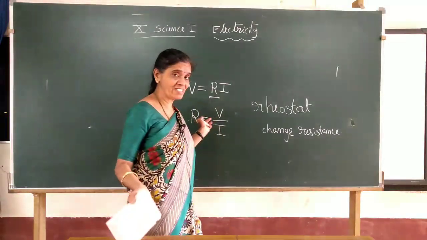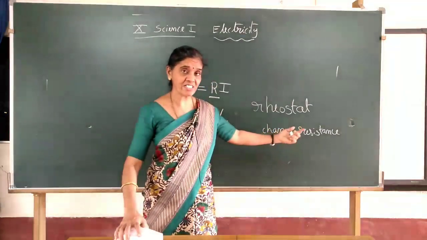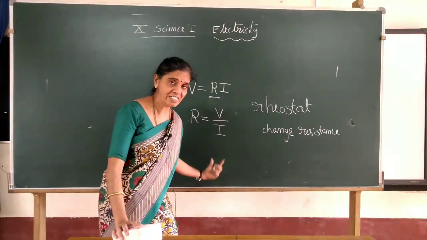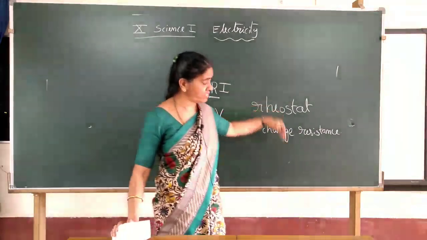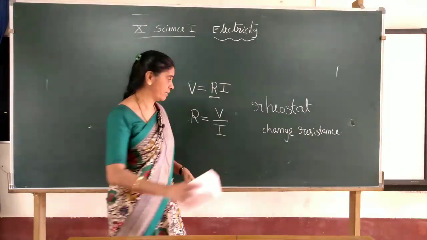And you know, resistance and current are inversely proportional. So if they increase the resistance, the current value in the circuit decreases. If you reduce the resistance, the current value increases. By that they will do that.